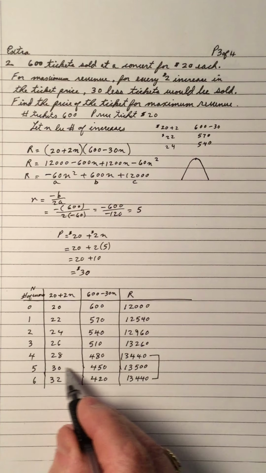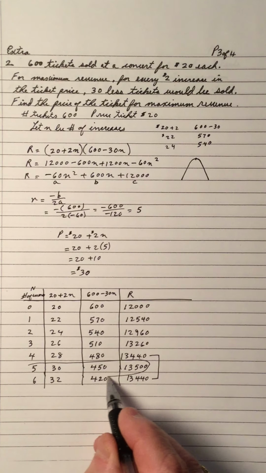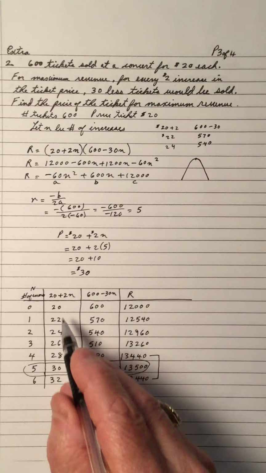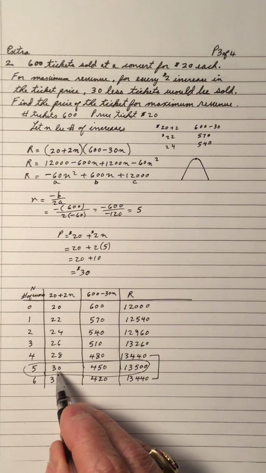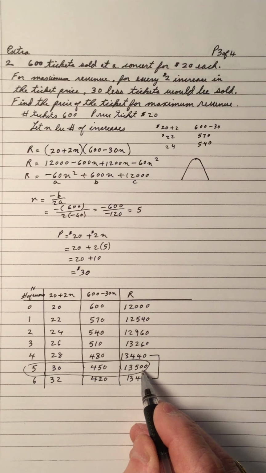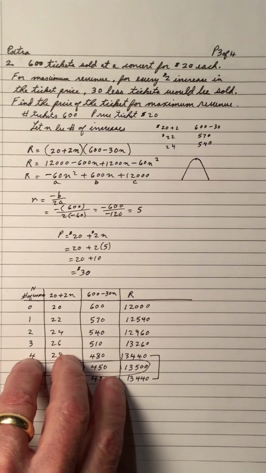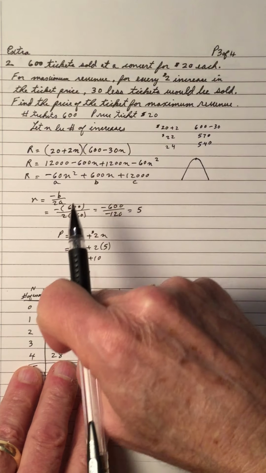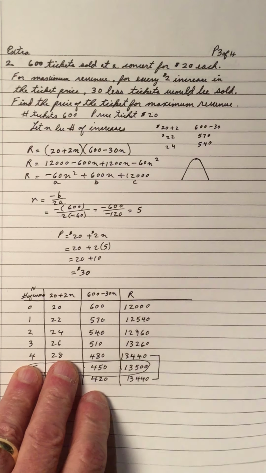And if I keep going, but notice that these are the same. And so symmetrical, that means this is the vertex. The vertex, if you charge 5 times, which means you got a $30 ticket, you'll make the maximum revenue of $13,500. So that's explaining how this problem works. But I worked out the math of it right here. But this explains how the problem is really working.